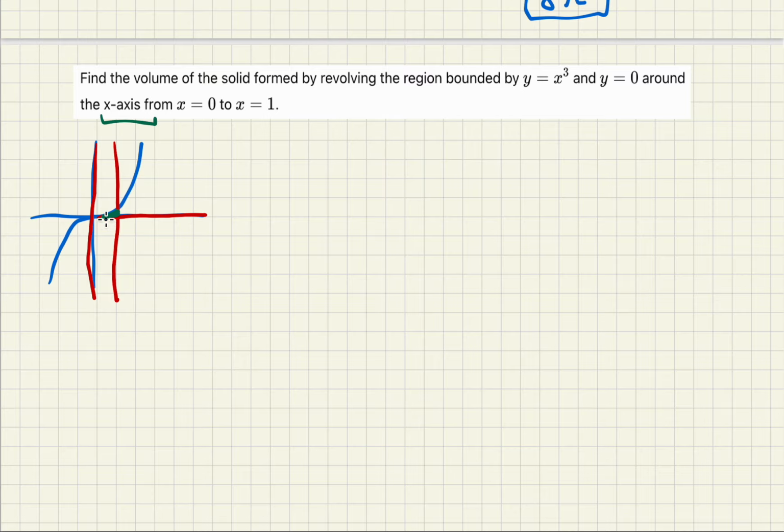Since we're revolving this around the x-axis, it moves somewhat like this. So this is the 3D figure. Our 3D object looks somewhat like this, and this is what we're finding the volume of. And so after you visualize this, you can write the equation.